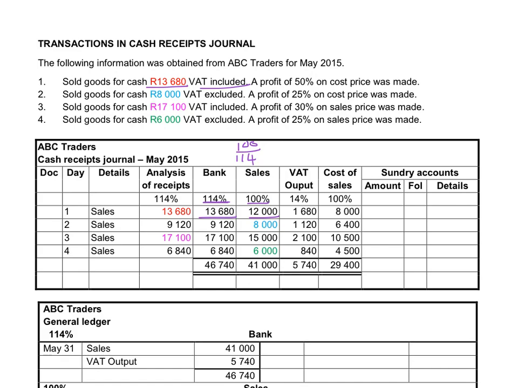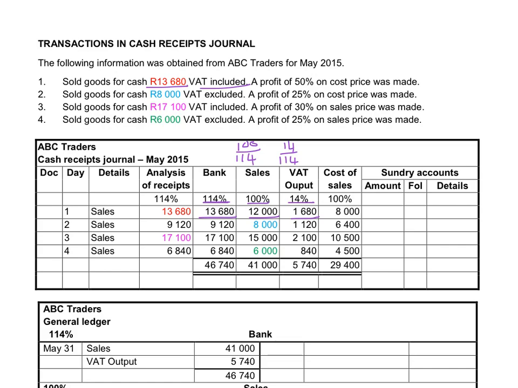If I want to know what is the VAT, the one that I want, 14, over the one that was given, 114, times 13,680, and that will give me 1,680. A profit of 50% on cost price was made.